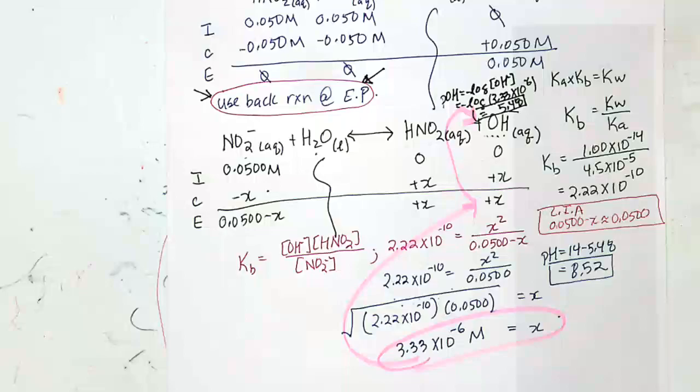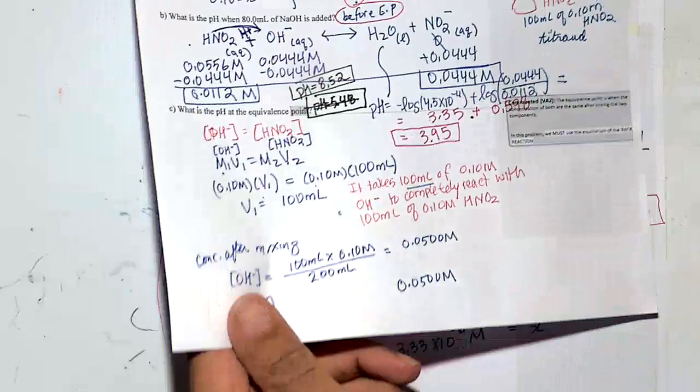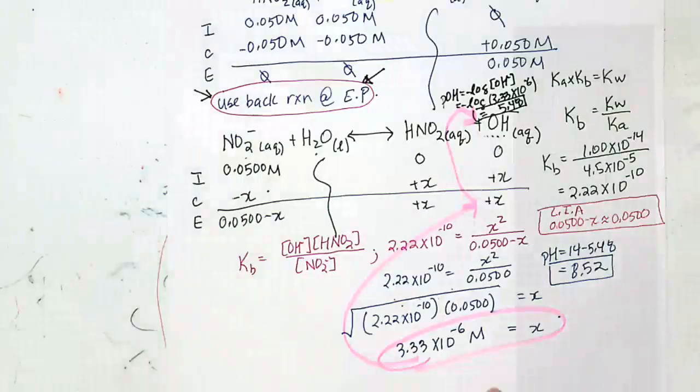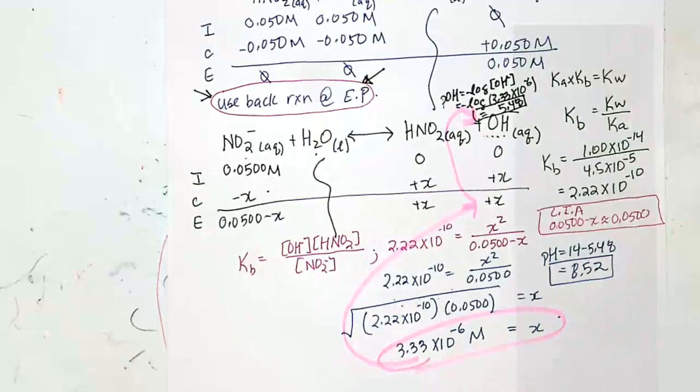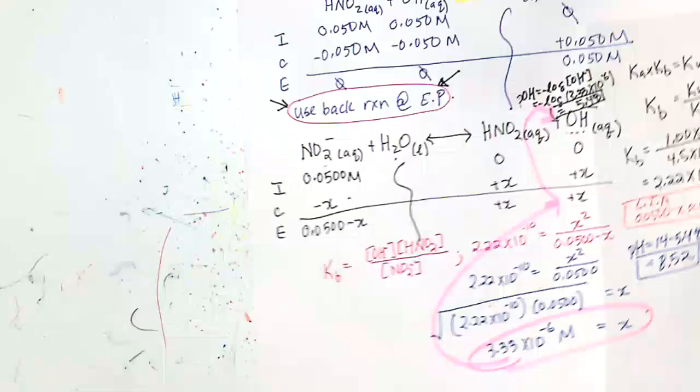Can we do this? We first figure out the concentrations. That will give us the equivalence point. We use the back reaction, and the back reaction is Kb. From Kb, pOH. pOH will get the pH. The last one here is after the equivalence point, and that's part D. So let's go now to page 8. This is after the equivalence point.